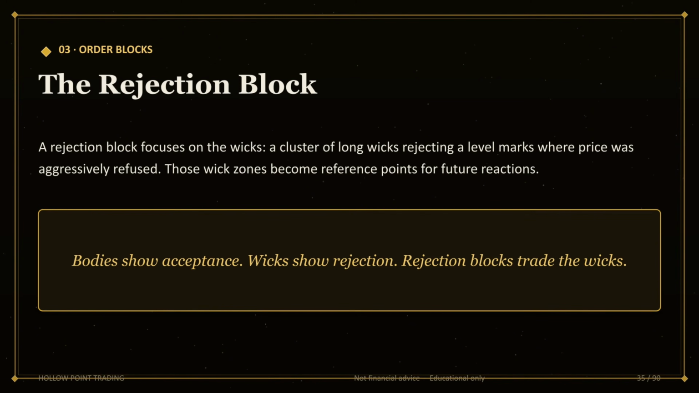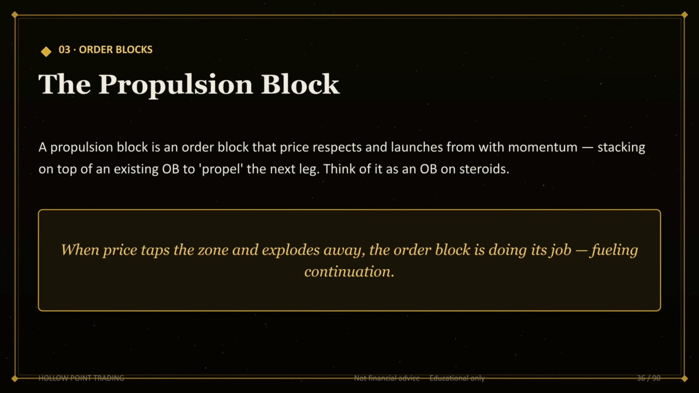Rejection blocks focus on wicks. A cluster of long wicks rejecting a price level indicates where price was aggressively refused. Traders use these wick zones as reference points for future reactions, essentially trading the wicks instead of the bodies. A propulsion block is an order block that price respects and uses to launch with momentum. It stacks on top of an existing order block to propel the next leg of the move, essentially acting as an order block on steroids.